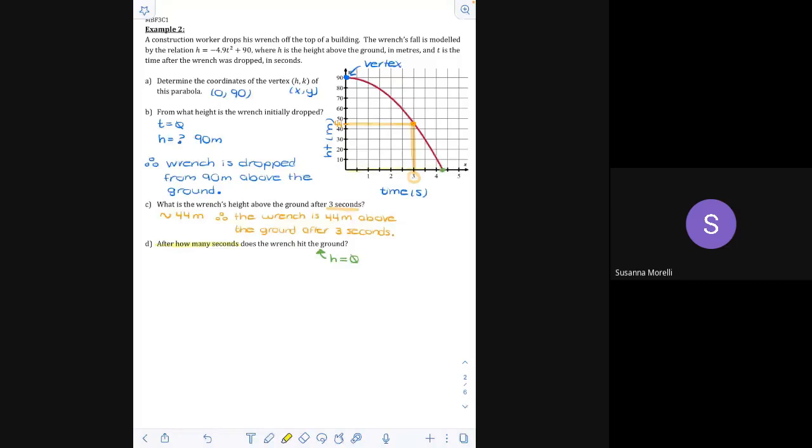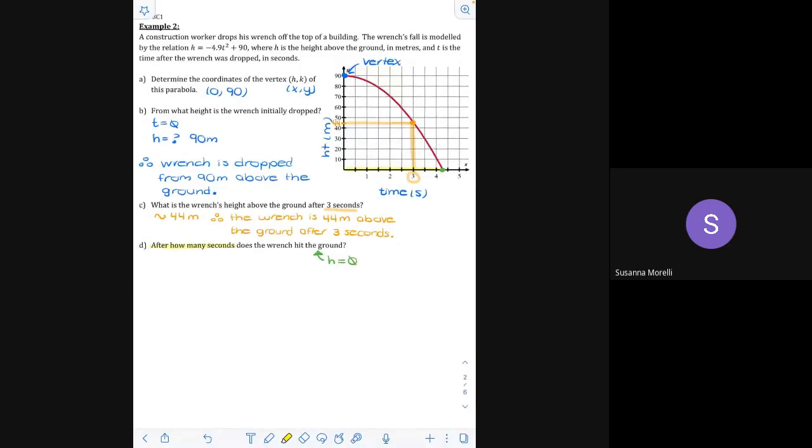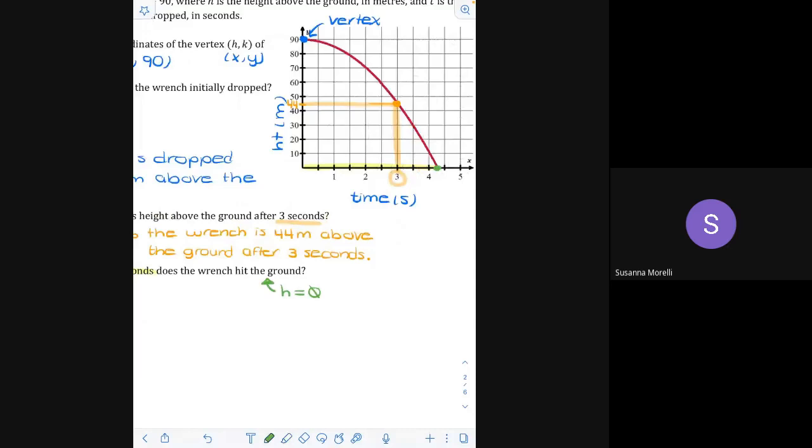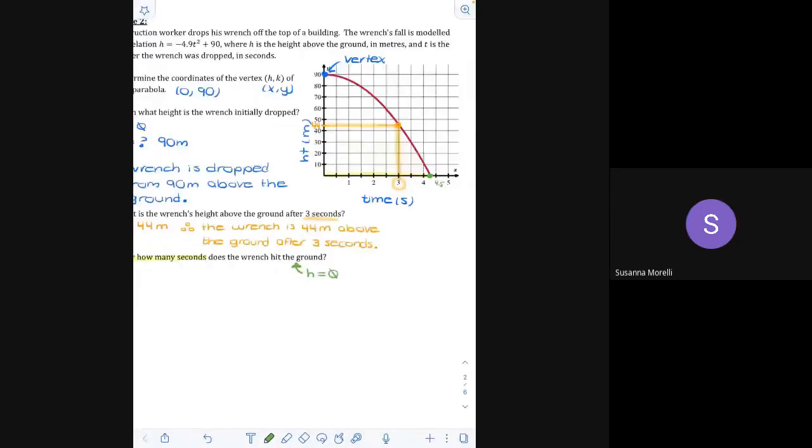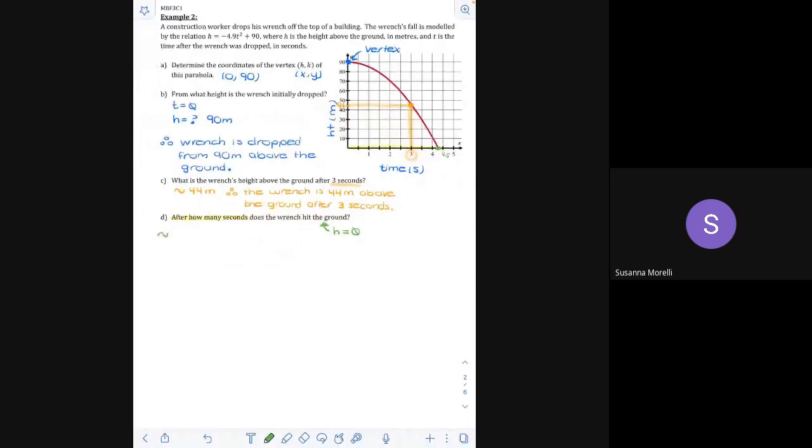So we're looking at time, because between 0 and that green dot, the wrench is in the air and then it's hitting the ground. There again, we're going to have to estimate. This here is 4.5, so it's between 4 and 4.5. So I don't know, let's say approximately 4.3 seconds. So therefore, the wrench hits the ground after 4.3 seconds.